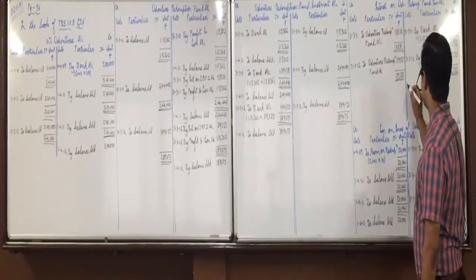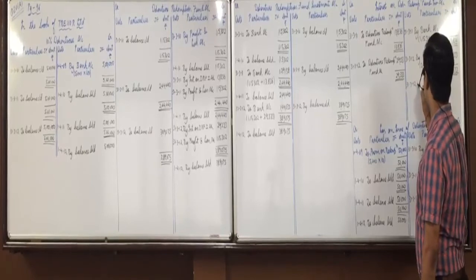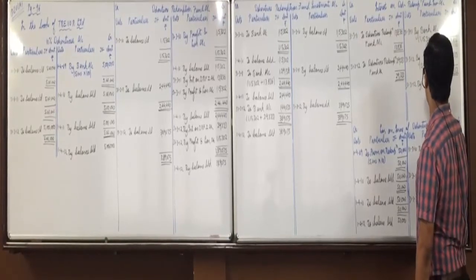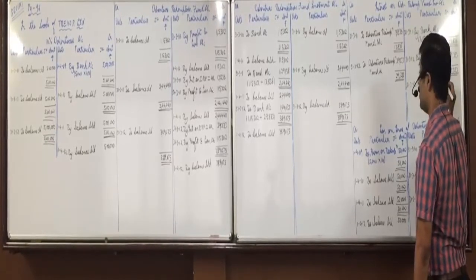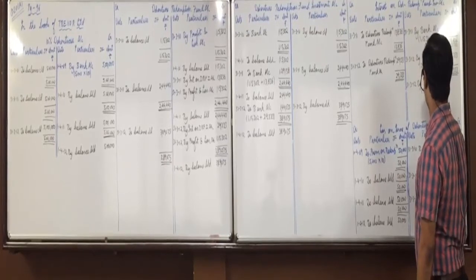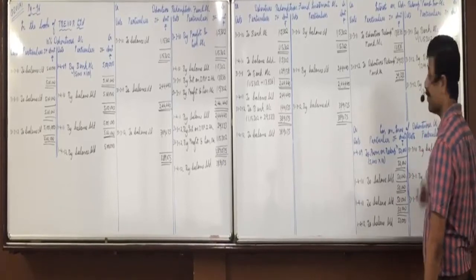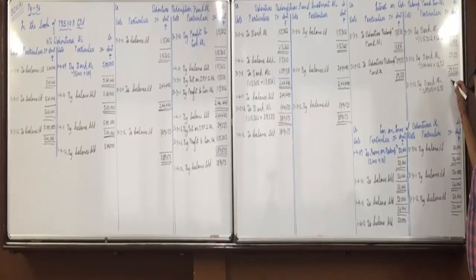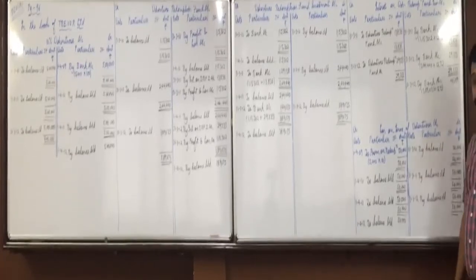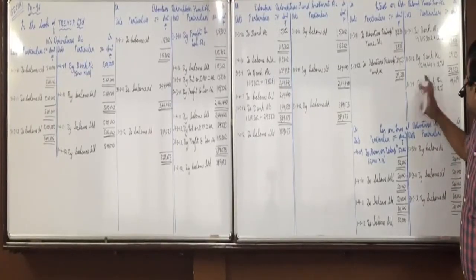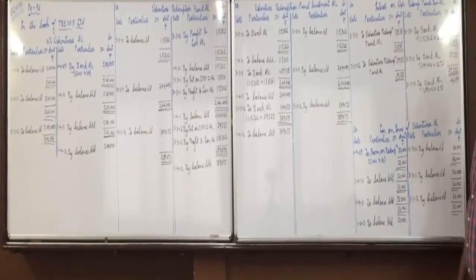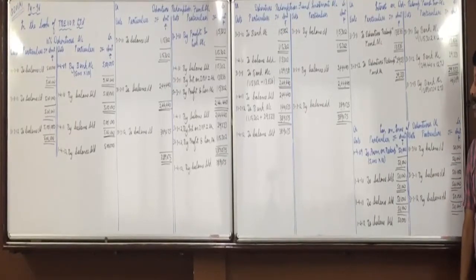Interest on credit side by bank account. Now opening balance of investment 389,075 into 12%. Did anyone understand this? Sorry, 31,330. Yeah, okay. Then, hello.